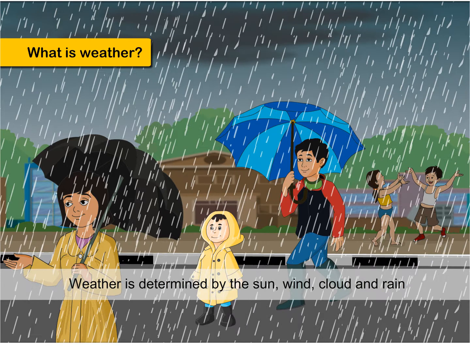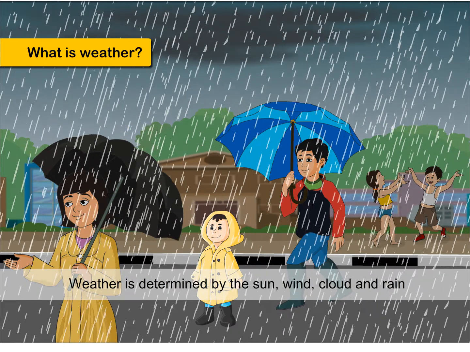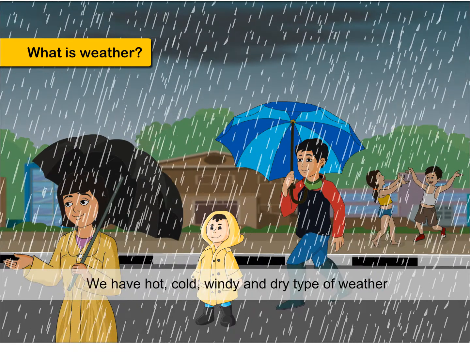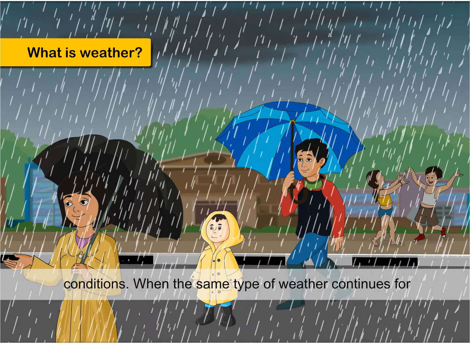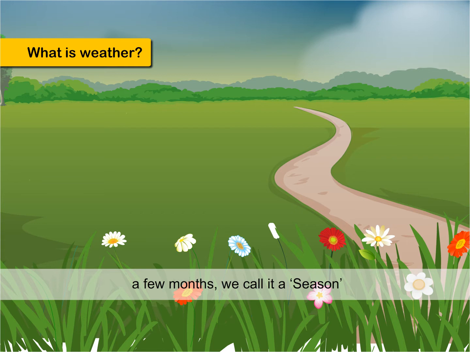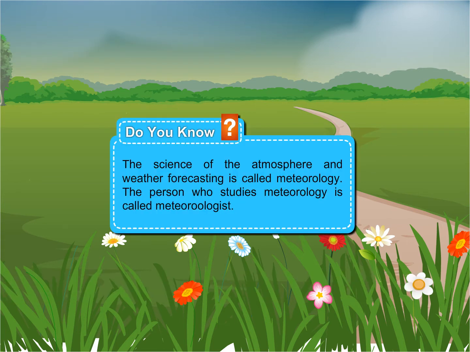Weather is determined by the sun, wind, cloud, and rain, and they also cause change in weather. We have hot, cold, windy, and dry type of weather conditions. When the same type of weather continues for a few months, we call it a season. Do you know? The science of the atmosphere and weather forecasting is called meteorology. The person who studies meteorology is called a meteorologist.